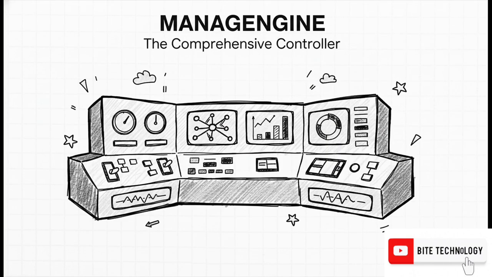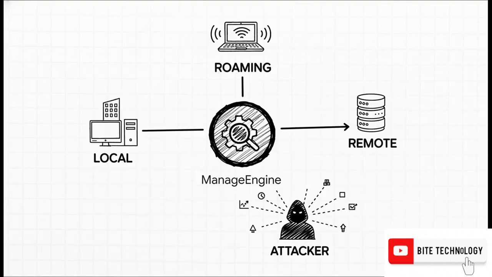Our fourth tool is Manage Engine Vulnerability Manager Plus. If you're the kind of person who wants deep visibility and total control over your environment, this is your comprehensive controller. What Manage Engine does is provide true end-to-end management. It scans everything, your local devices, your remote devices, even roaming laptops. And it uses this cool thing it calls attacker-based analytics. That basically means it tries to think like a hacker to figure out which vulnerabilities are the most dangerous.